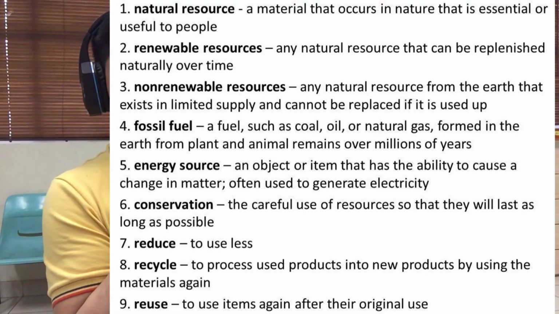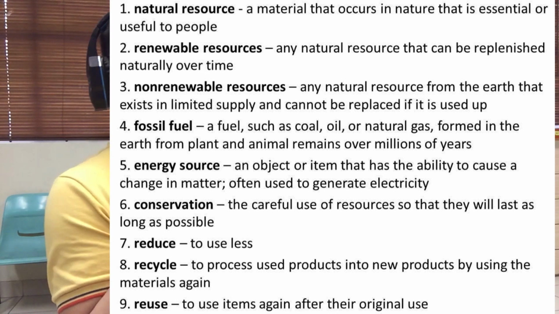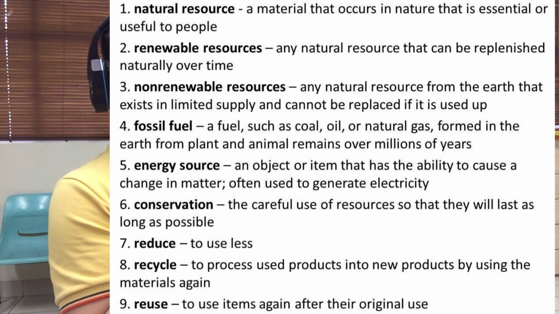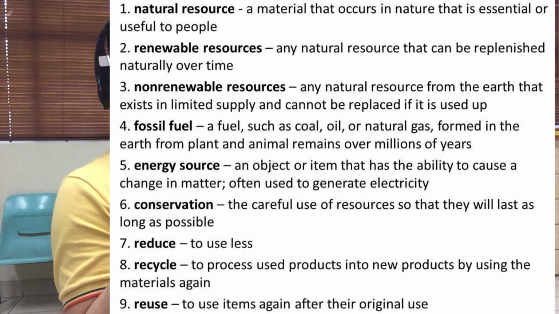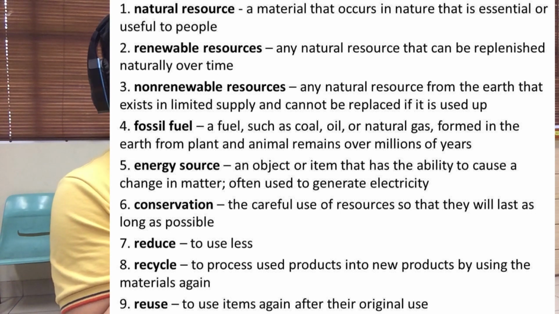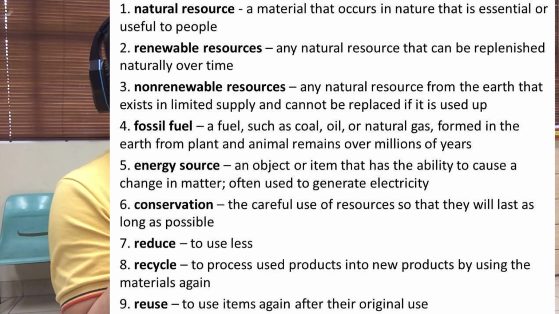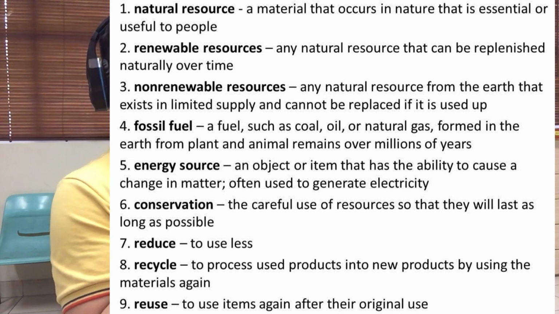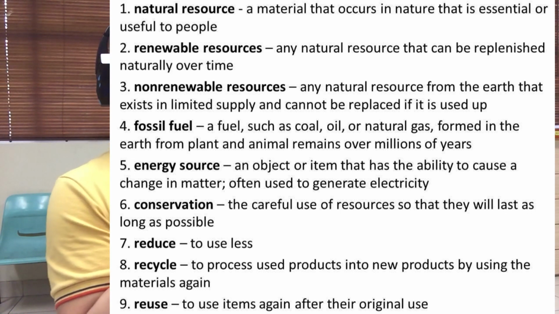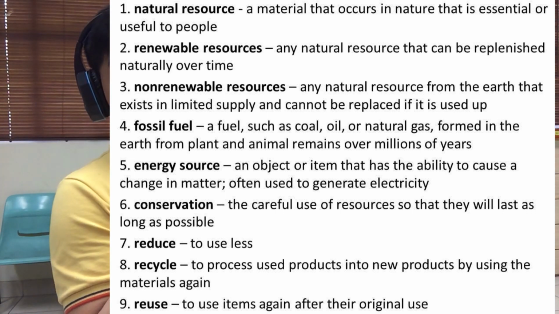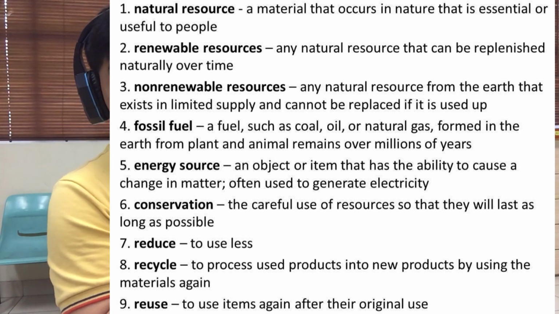All right, so let's start with the vocabulary, guys. Let's start with number one, natural resources. It means a material that occurs in nature that is essential or useful to people. Number two, renewable resources. These are any material resource that can be replenished naturally over time. What is replenished? Replenished means it can be regenerated, or you can replace it, or it can be used again naturally. All right. Next, number three, non-renewable resources. Any natural resource from the earth that exists in limited supply and cannot be replaced if it is used up. All right, so that's the sad part of non-renewable resources.